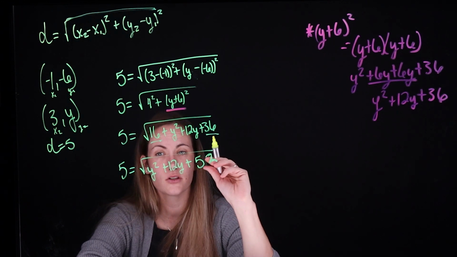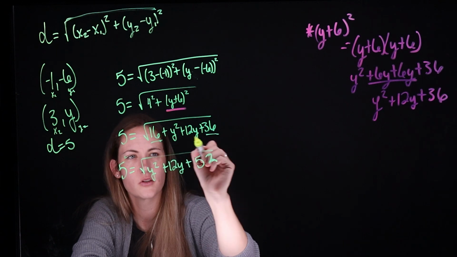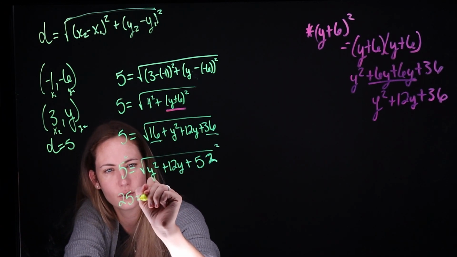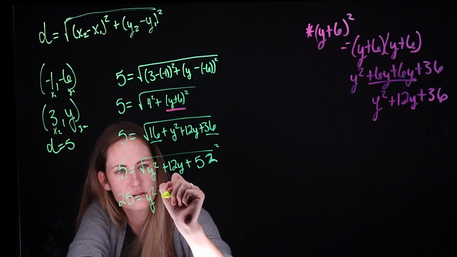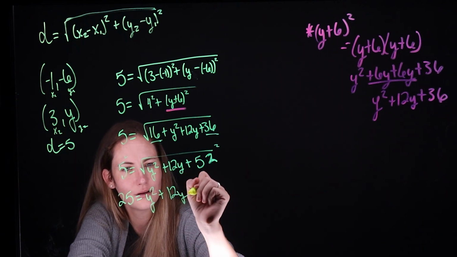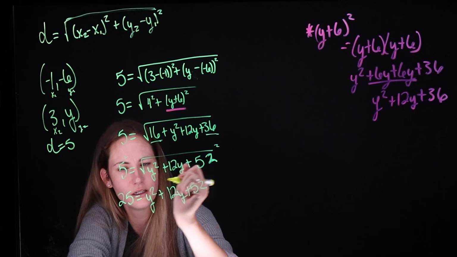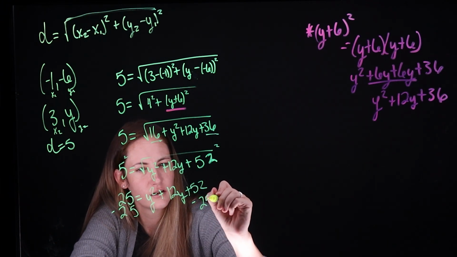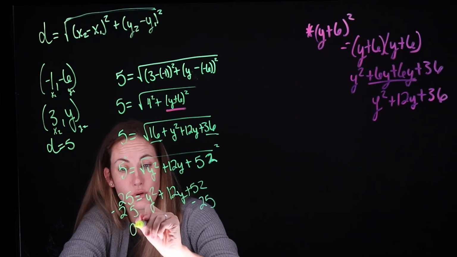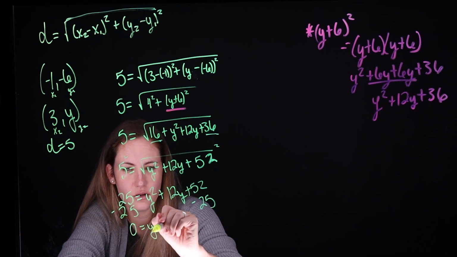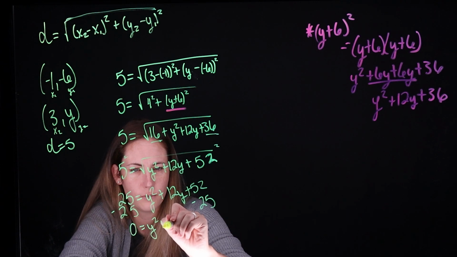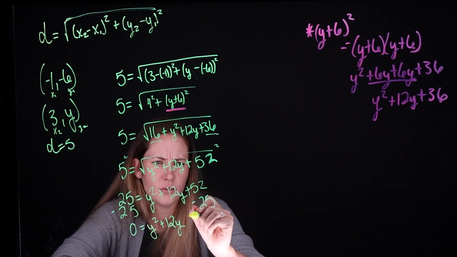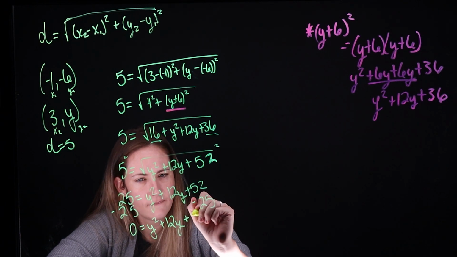Now to get rid of a square root, we have to square both sides. So 25 equals y squared plus 12y plus 52. And then we would subtract our 25, because we're putting it into the quadratic equation now, so we need it to equal 0. 52 subtract 25 would be 27.